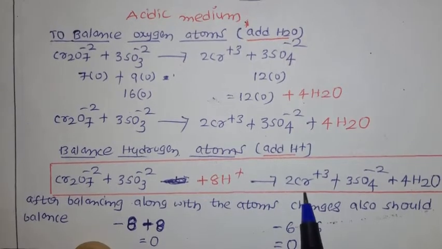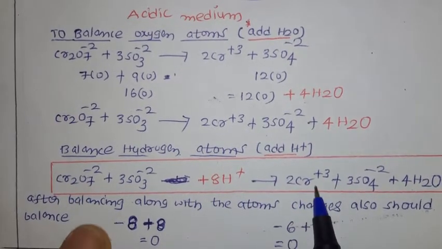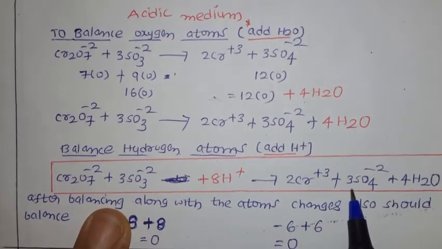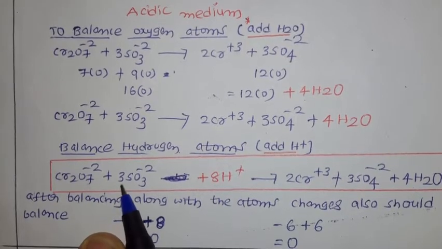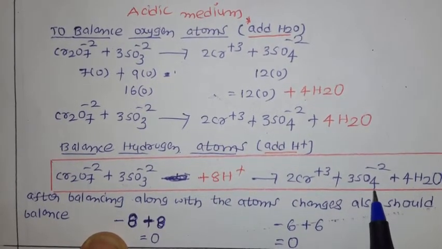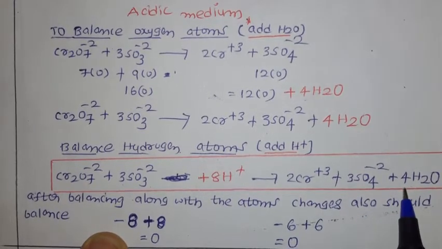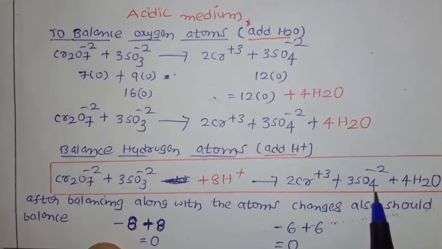First let us see whether the atoms are balanced or not. Here we have 2 chromium atoms, here also 2 chromium atoms. 3 sulfur atoms, 3 sulfur atoms. Now let us see the oxygen. Here we have 7, and here 7 plus 9. Now here total how much? 12 plus 4 into 3, 12 plus 4. You are getting the total 16. So here 16, here 16.